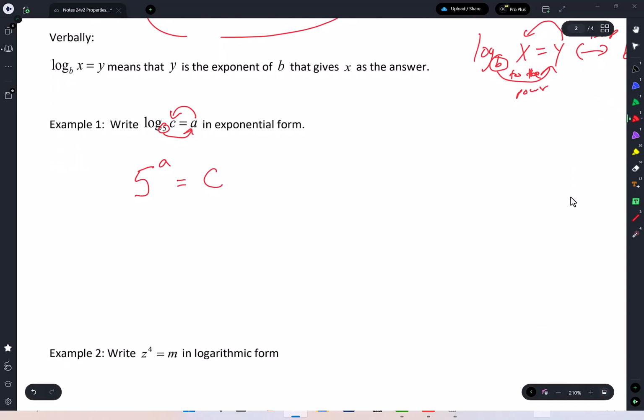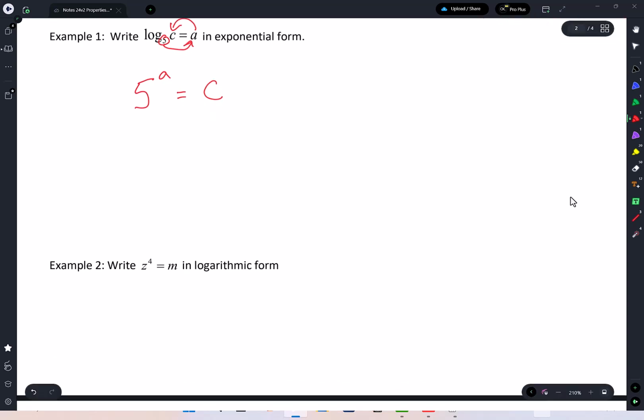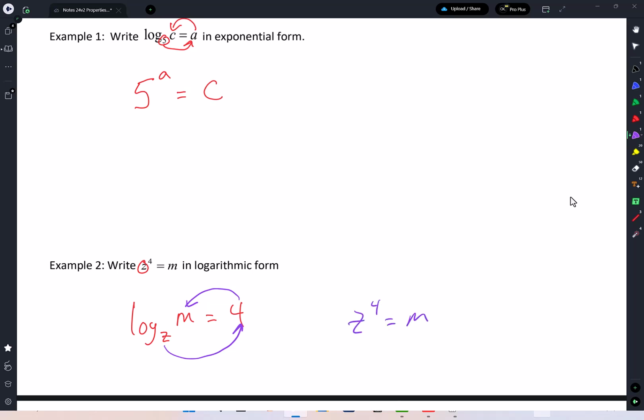Now they want you to go the other way around. It says write z to the power 4 equals m in logarithmic form. Okay, this is my base. That's what you call that number. It's something to the power 4. That's your base. So you're going to go log base z of m equals 4. And then you can check yourself before you wreck yourself. Z to the 4th equals m. It works.